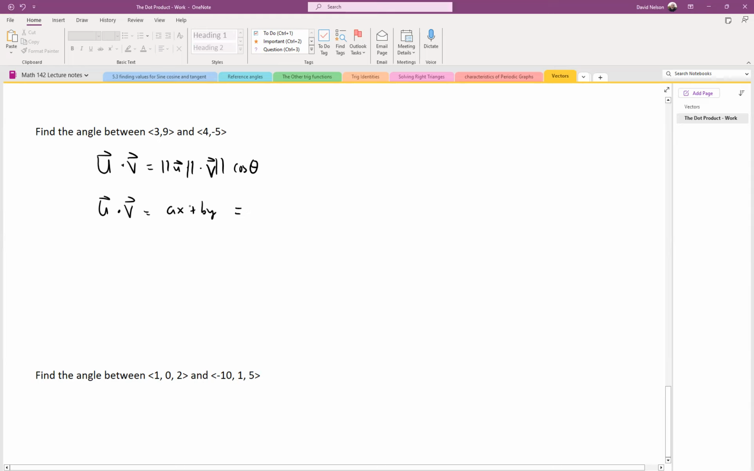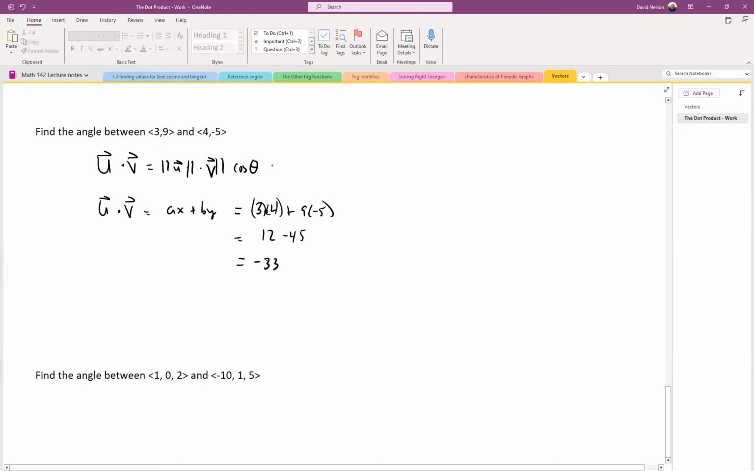So if I do the dot product using the component form, I'm looking at 3 times 4 plus 9 times -5. And so my dot product here is going to be 12 minus 45. It's going to be negative 33.